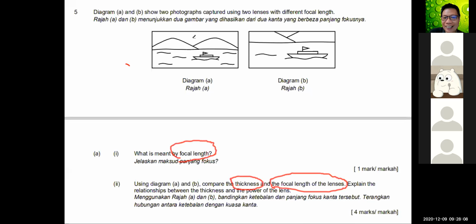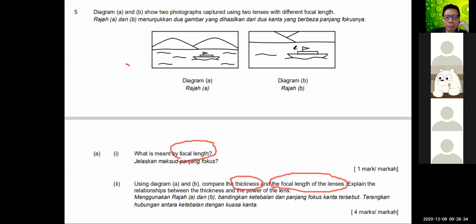Smaller. This one picture is bigger. Bigger means you can zoom more, so it's more powerful, correct or not? Usually it's like this. To take the picture nearer, closer to you, more powerful, right? So the picture will become bigger. Okay, so this one should be the more powerful lens. This one the lens is less powerful.